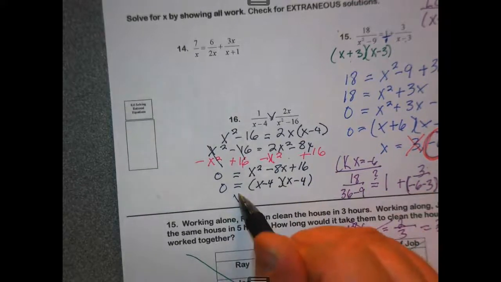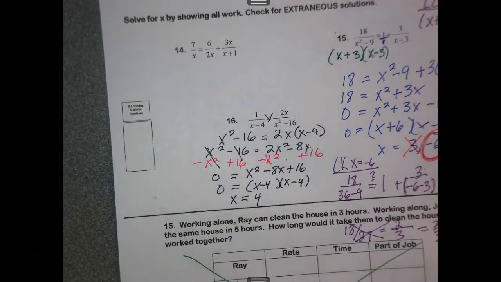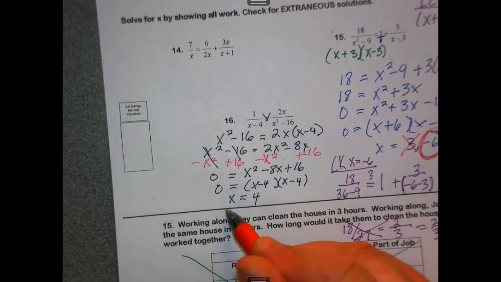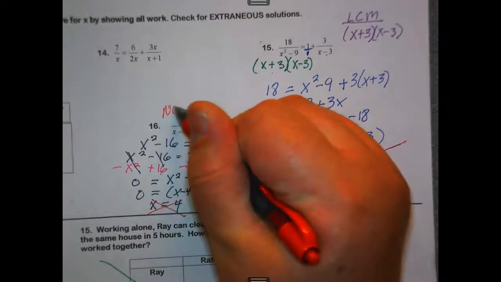And what does x equal? 4. What happens? Is this an excluded value because it makes my denominator 0, right? 4 minus 4 is 0, so this doesn't work. So what's my answer? No solution.